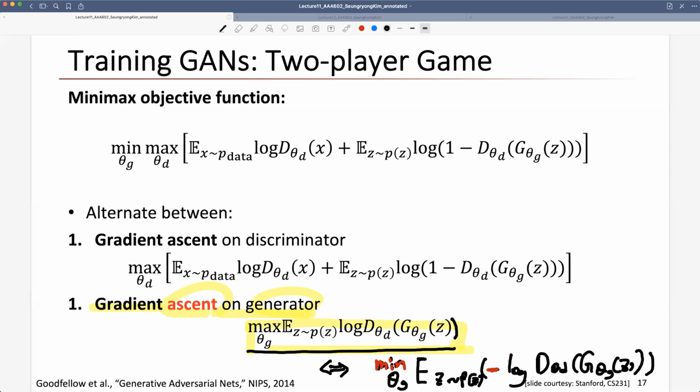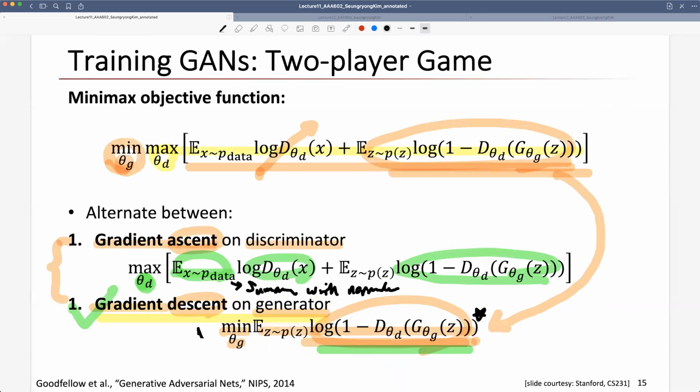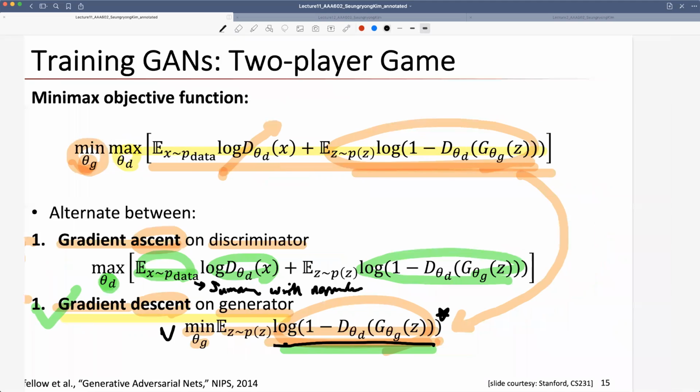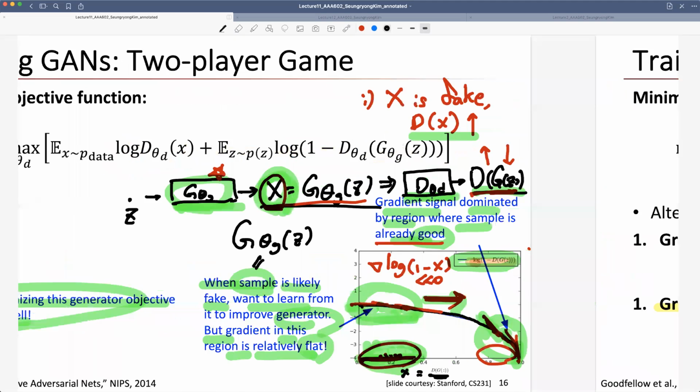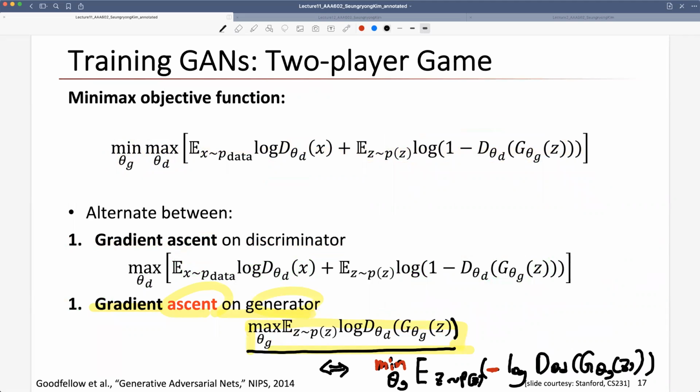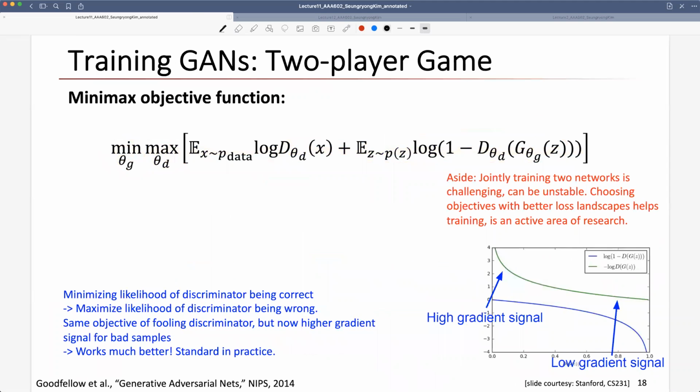Now, let's see how this expression relates to the other one. The difference is whether we follow the log(1 - x) graph or the minus log x graph. So let's compare the log(1 - x) case and the minus log case. If you think about the minus log graph, it looks like this.